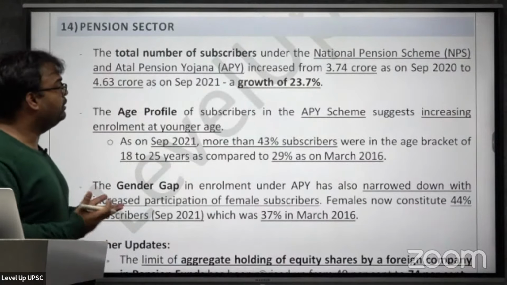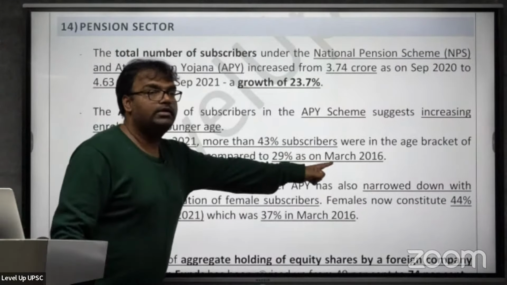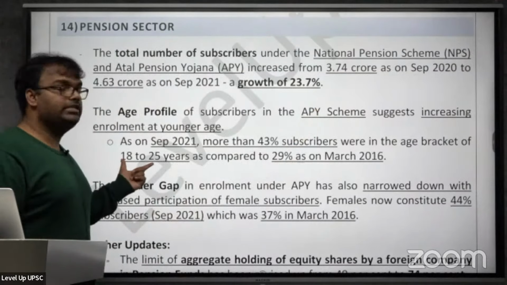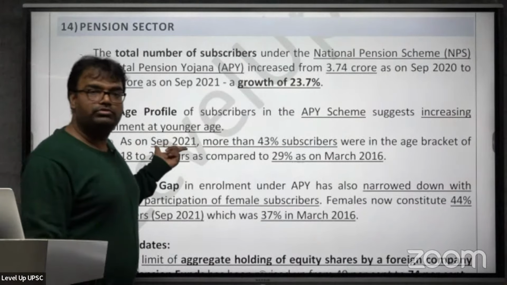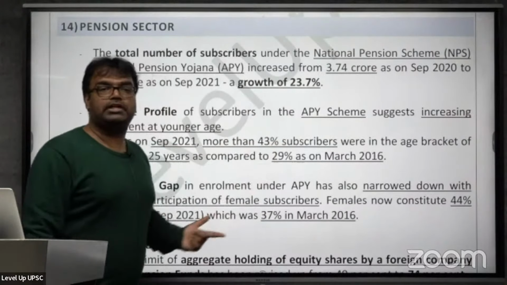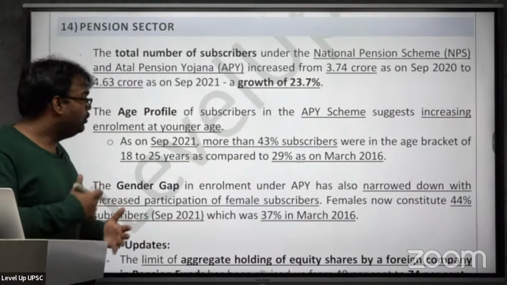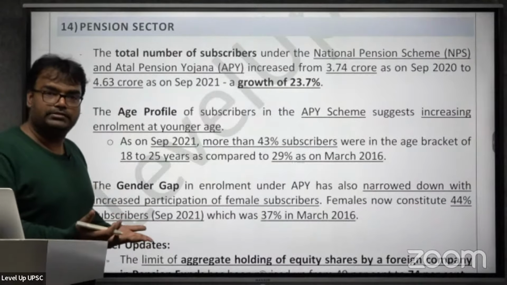Age profile is also modifying. You will see a lot of young people are coming. In 2016, under Atal Pension Yojana, 29% of the people were in the age group of 18 to 25. But today, in September 2021, 43% of the subscribers are in the age group of 18 to 24. So a lot of young people are taking insurance services.